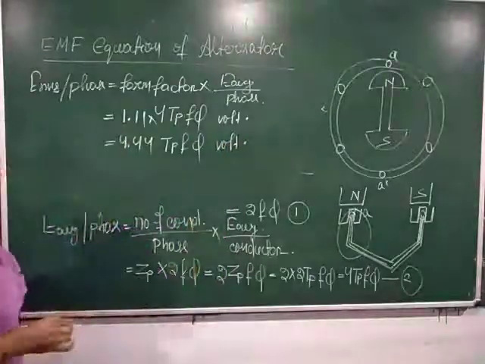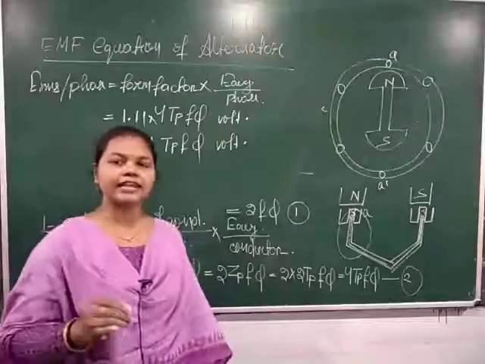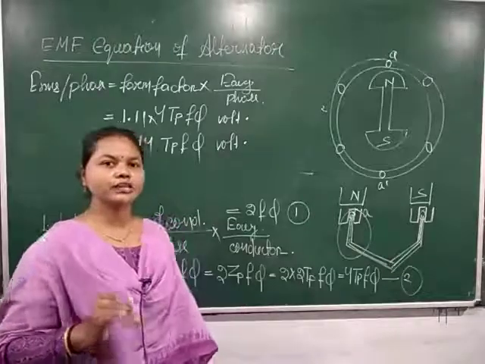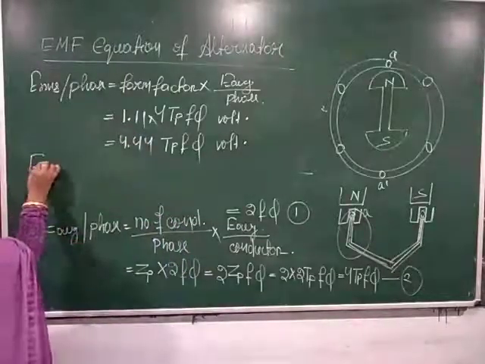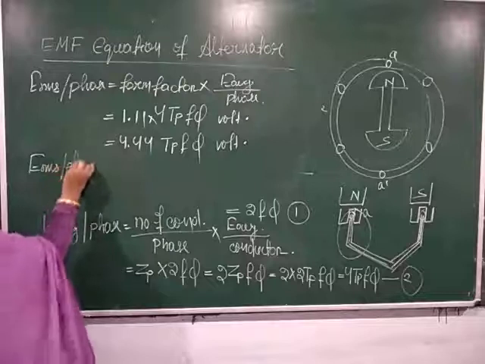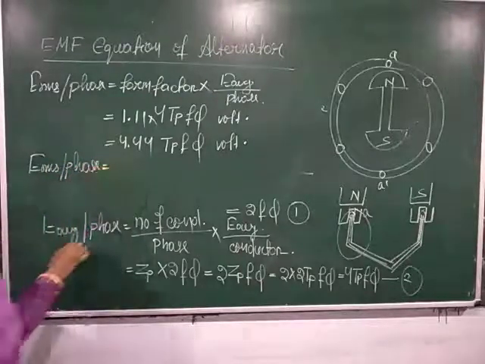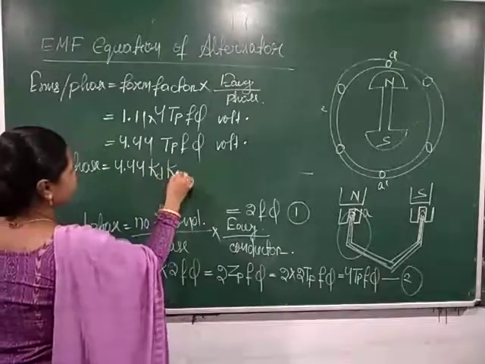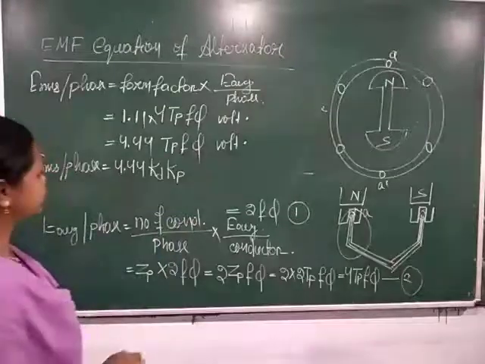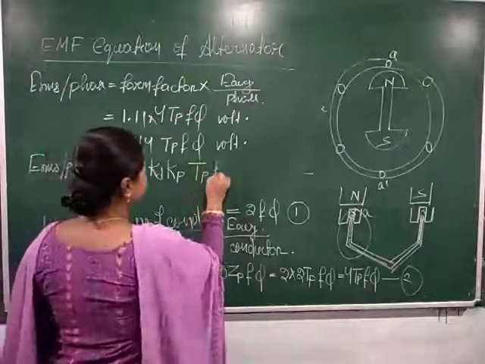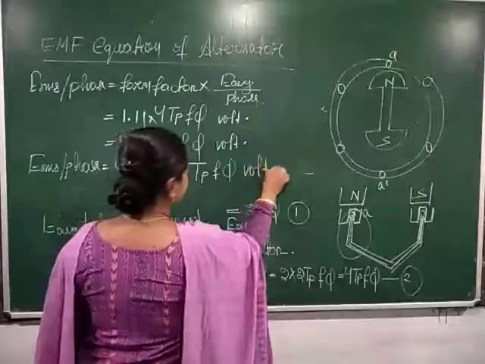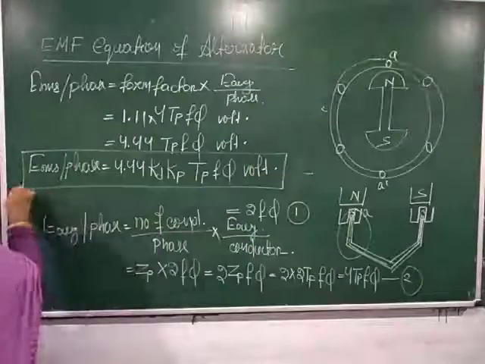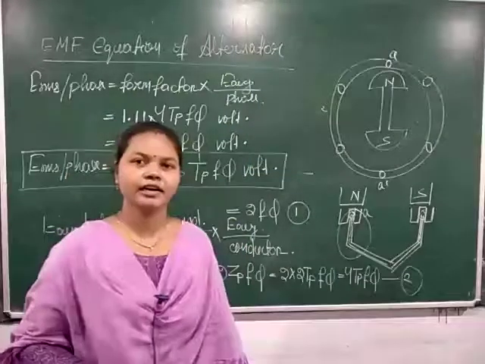If I include the distribution factor Kd and the pitch factor or coil span factor Kp in this EMF equation, the equation becomes 4.44 Kd Kp Tp F Phi. This equation gives the EMF equation of an alternator.